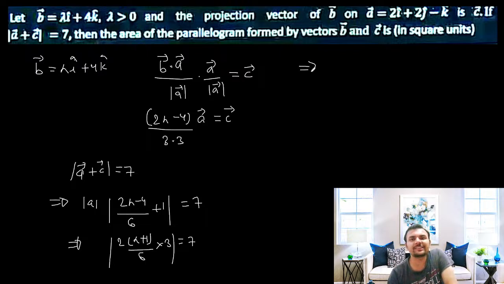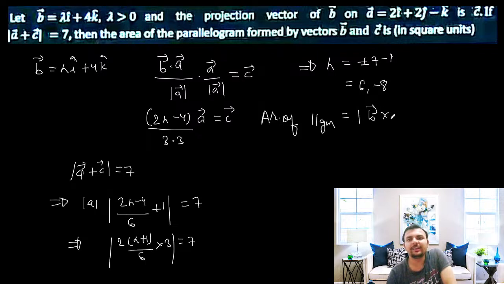We can further say that lambda equals plus minus 7 minus 1. So lambda is 6 or minus 8. Now we are told to find the area of parallelogram, which is mod B cross C. Lambda is 6 or minus 8.